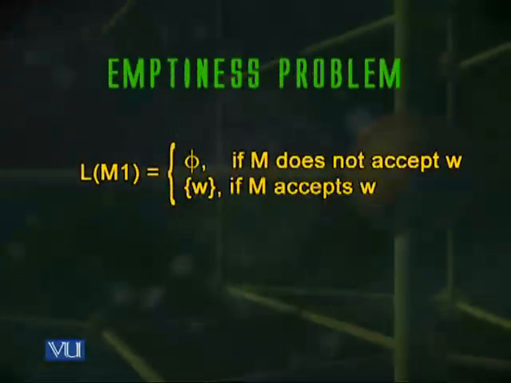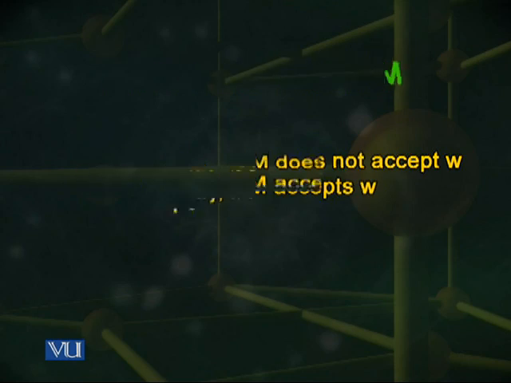But what's the language of M1? Let's have a look. What can we say about L of M1? Well, L of M1 is going to be just the single string W if M accepts W. And it's going to be the empty set if M does not accept W. So we can say that the language of M1 is non-empty if M accepts W, and it's empty if M does not accept W. So the question whether M accepts W or not is the same question as whether the language of M1 is empty or not.